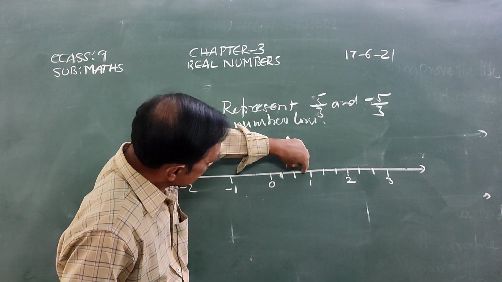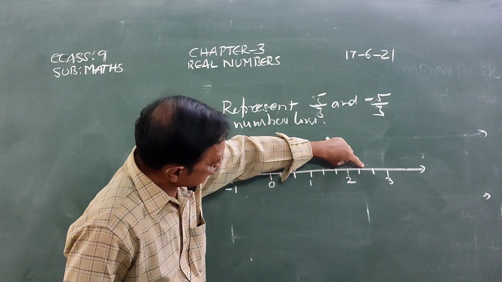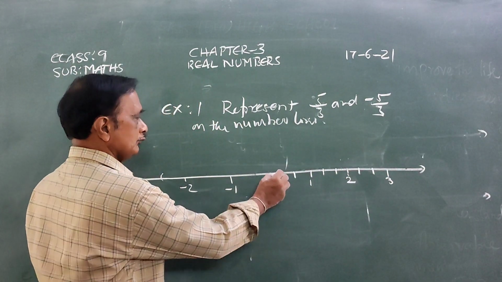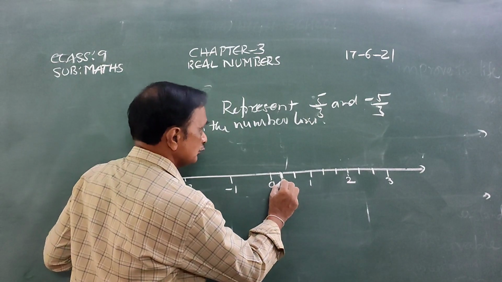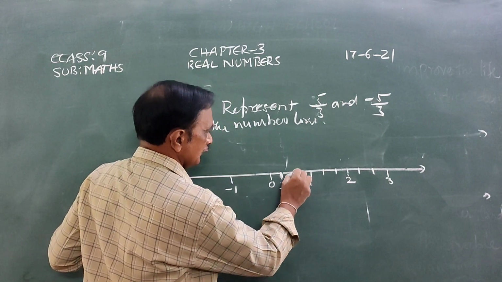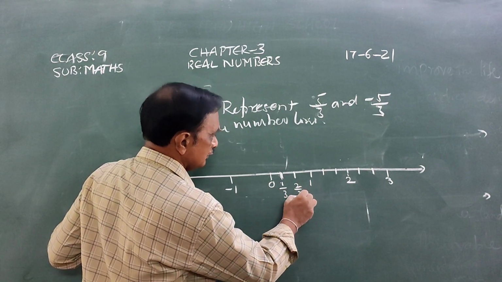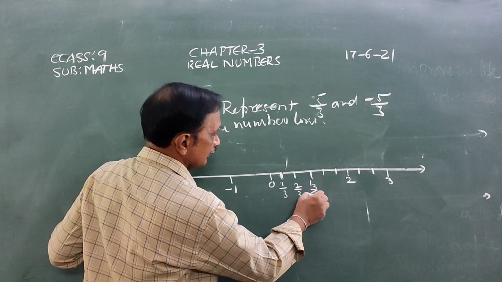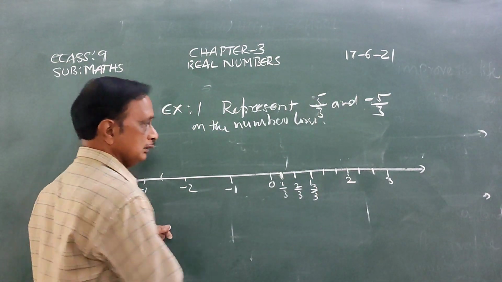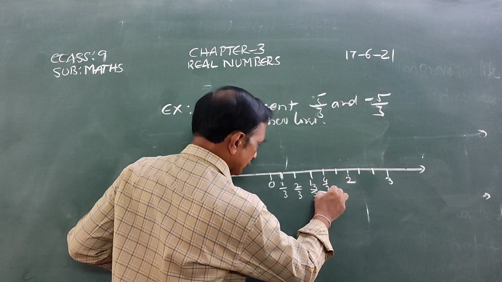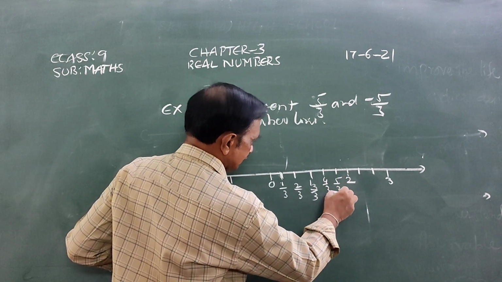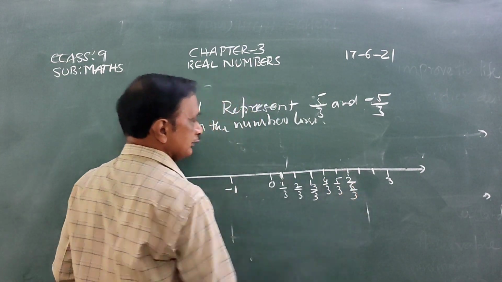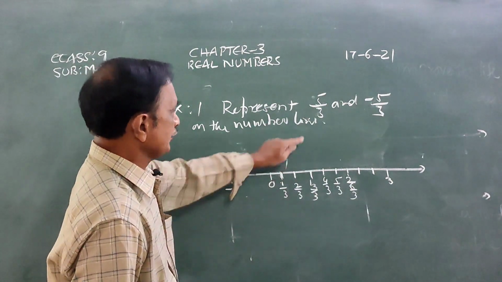1, 2, 3. Now this one represents 1 by 3, whereas this is 2 by 3, and this one 3 by 3. What is 3 by 3? 1. And this one represents 4 by 3, 5 by 3, 6 by 3. What is 6 by 3? 2. So we got 5 by 3 here.